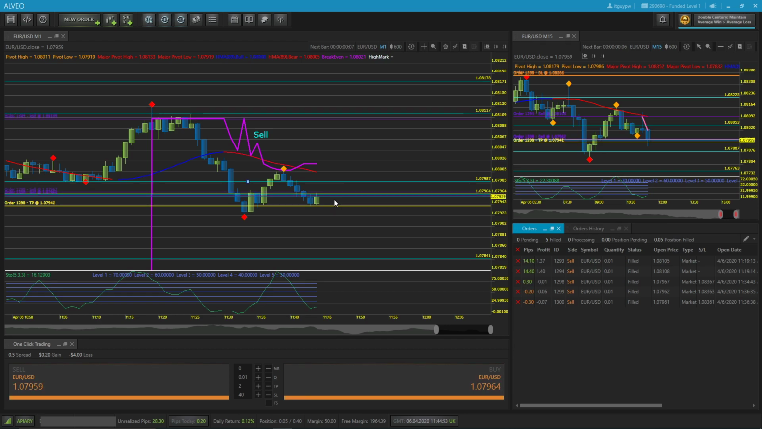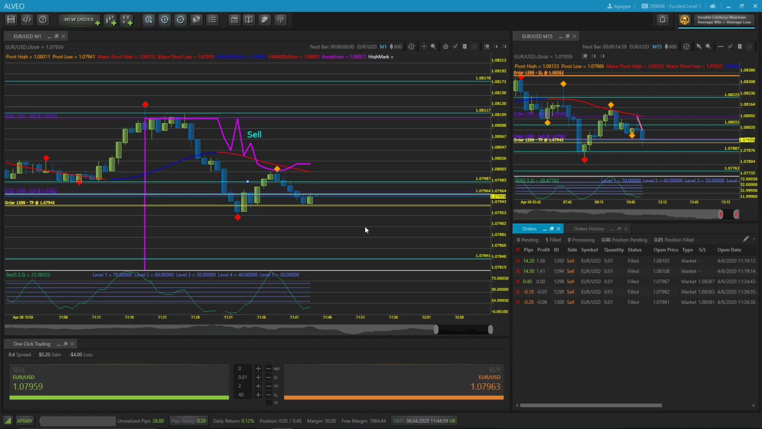And we'll be trading today until about 12:15 GMT. So we got about 30 minutes left. We're about halfway through our trading session.